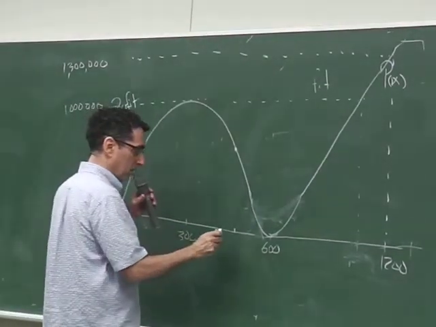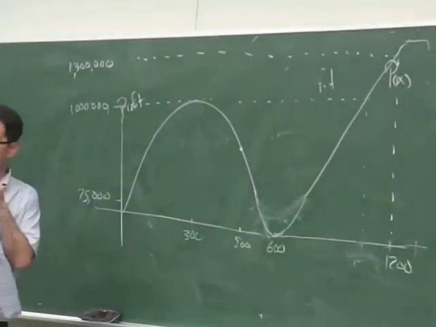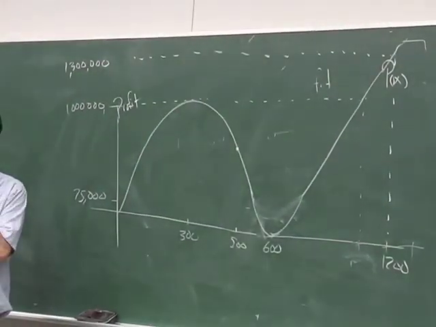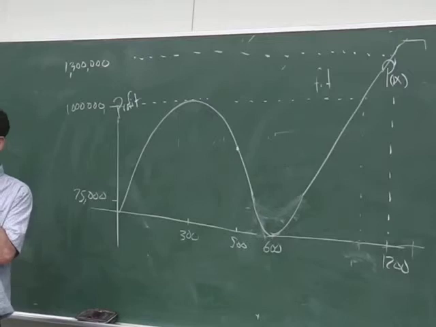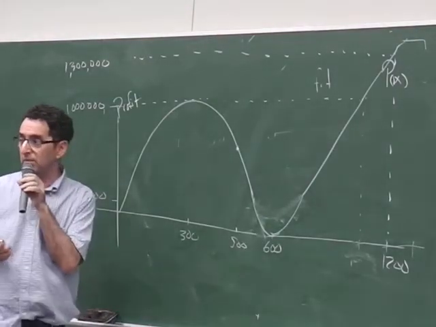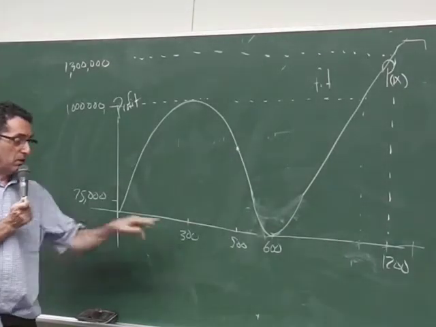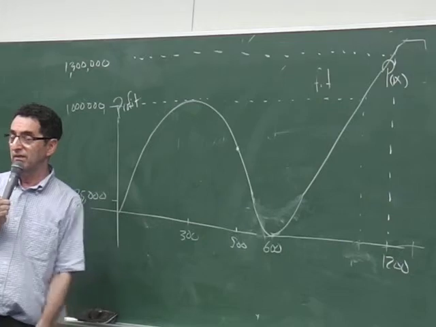Let's say here, suppose this is 500. Why is that not a relative maximum? Or should we call it a relative maximum? I don't think anybody wants to call it a relative maximum, but why not? Why do you want to call this one a relative maximum but not this one?